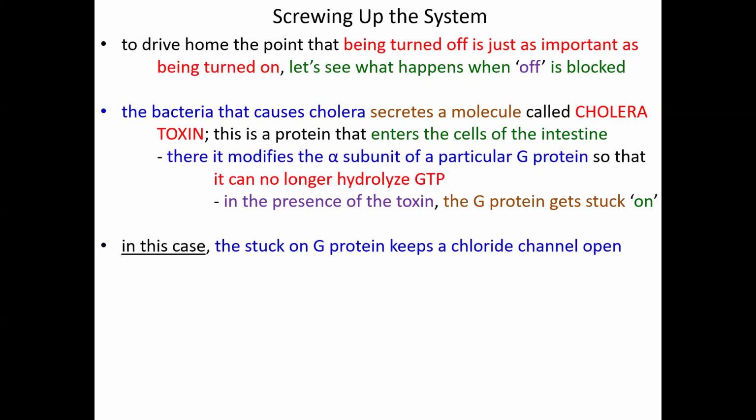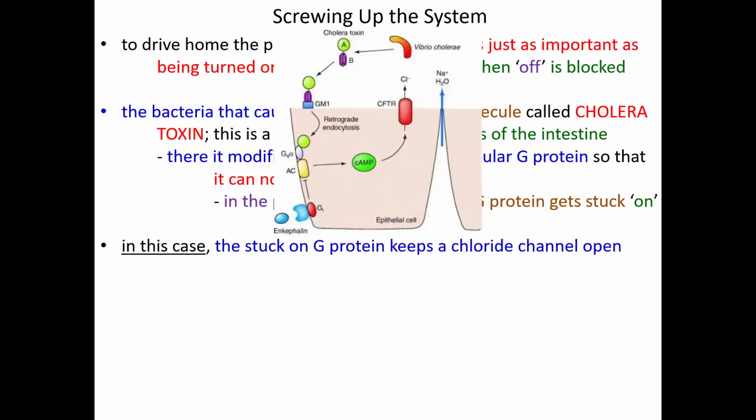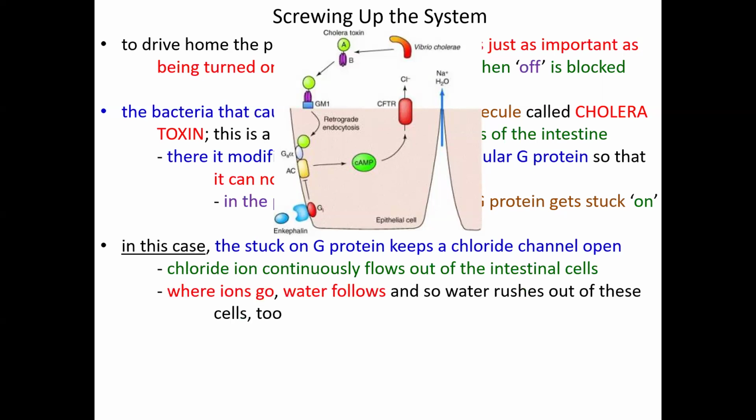In this case, the stuck on G protein keeps a chloride channel open. So chloride keeps rushing into the cell. And remember, when ions rush into a cell, what follows? We talked about this just a couple weeks ago. What follows ions, what follows solute is water. So water comes rushing in. So we keep losing chloride, so it flows out of the intestinal cells, and the water follows. Since the water is following the chloride out of the cells, the water is flooding the intestine.